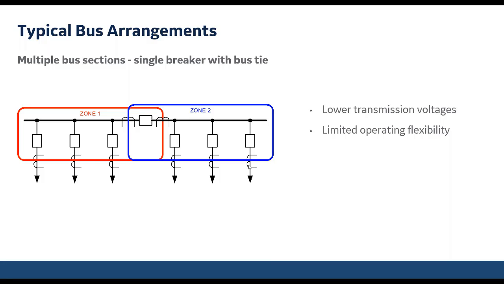If it's normally open, you can have a main-tie-main transfer scheme where you can then pick up the loads from the source that is lost by the adjacent source. So it offers a little more flexibility than the single bus configuration.